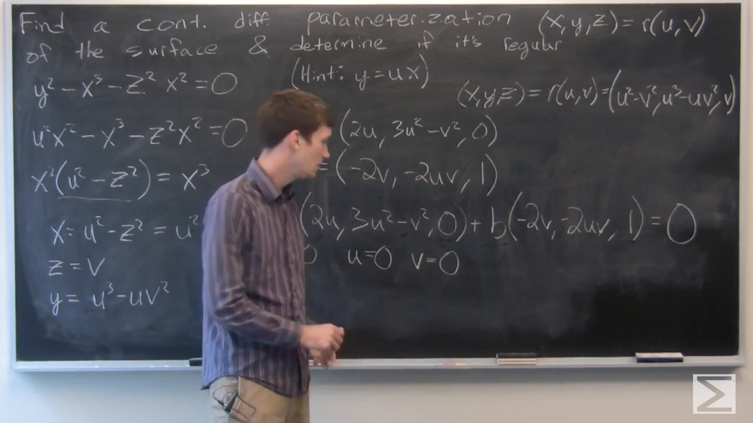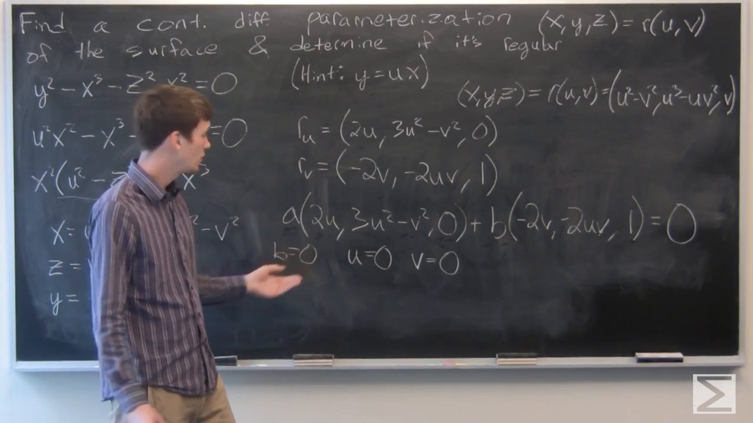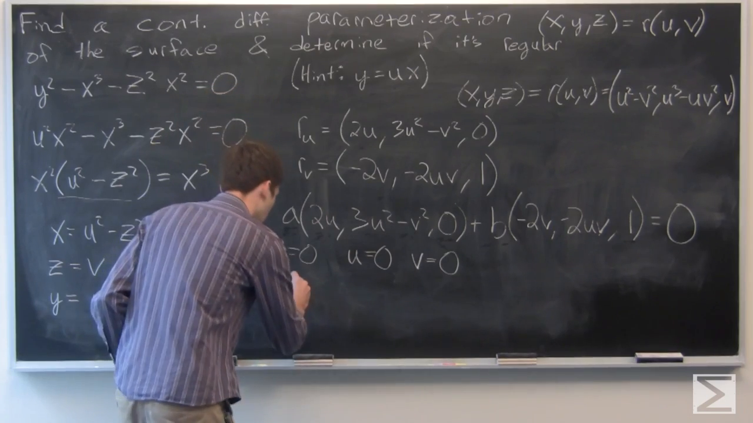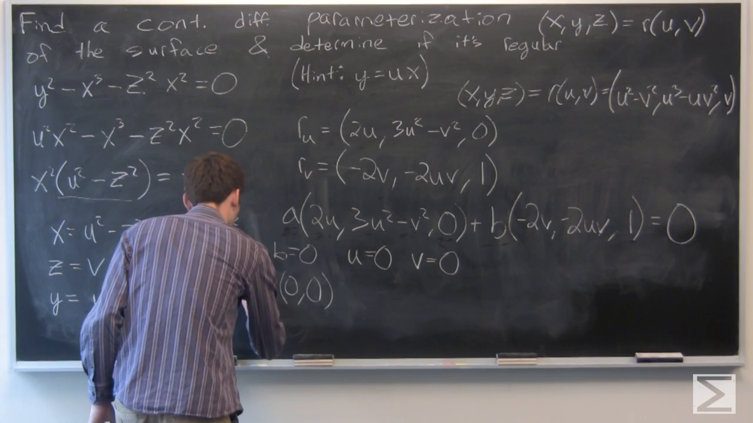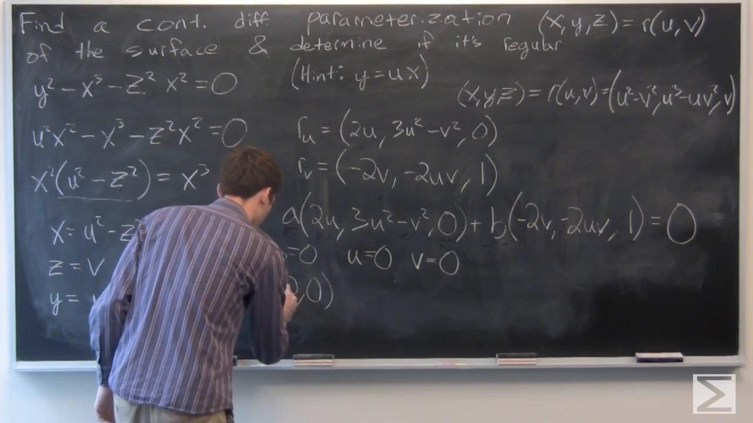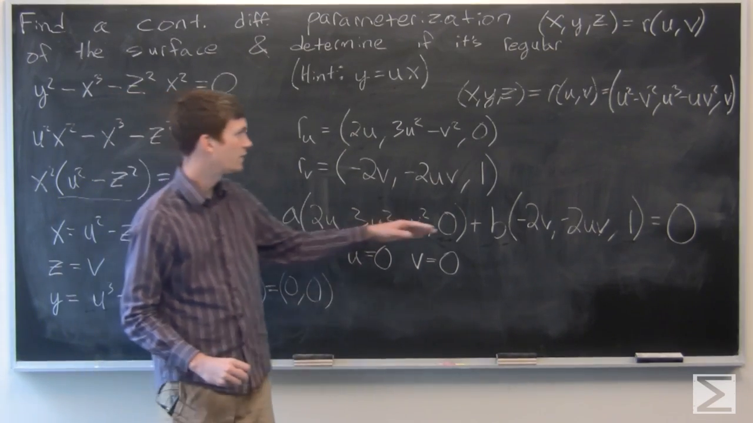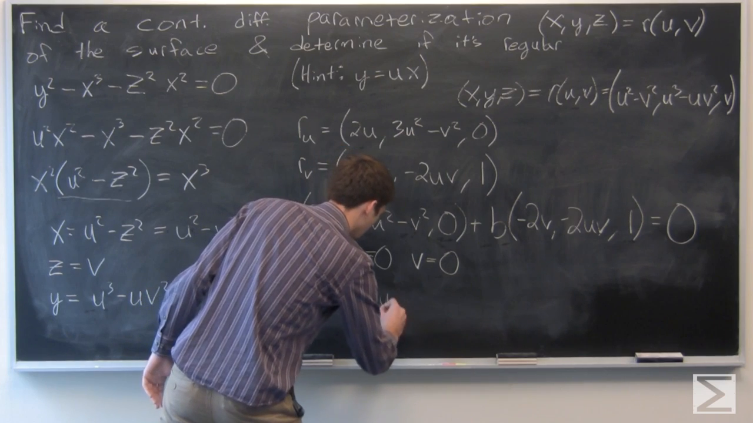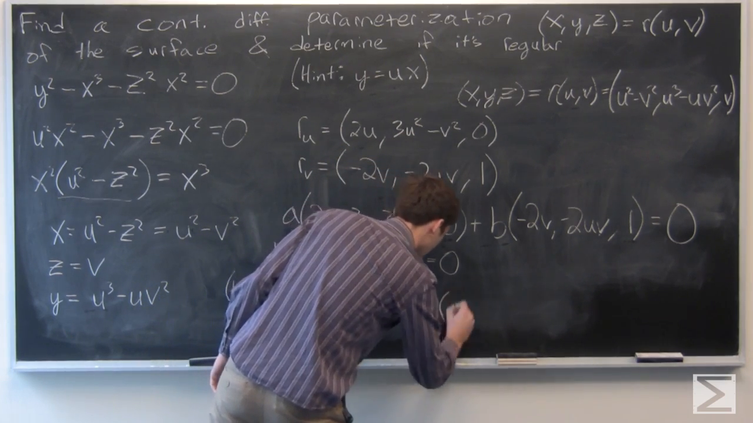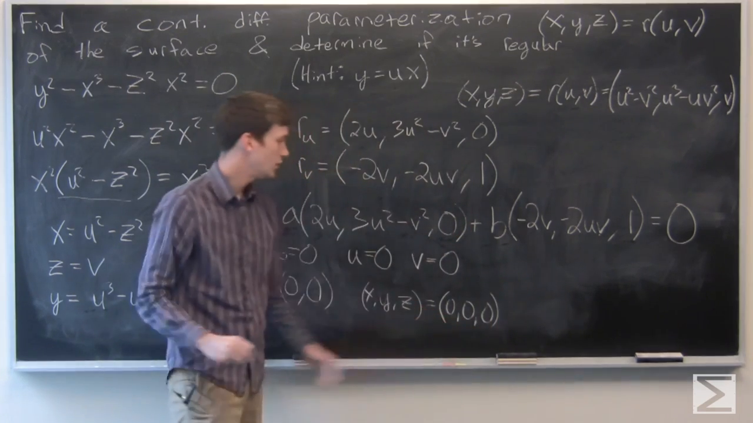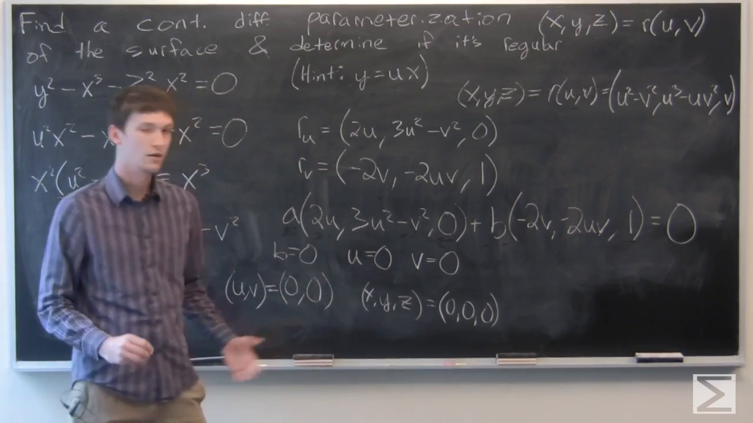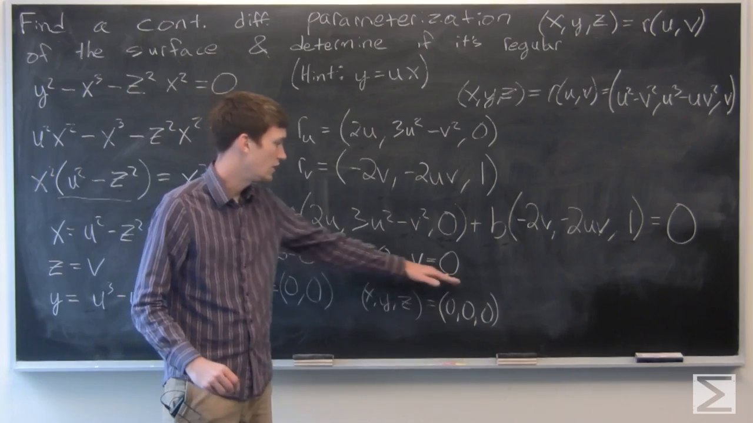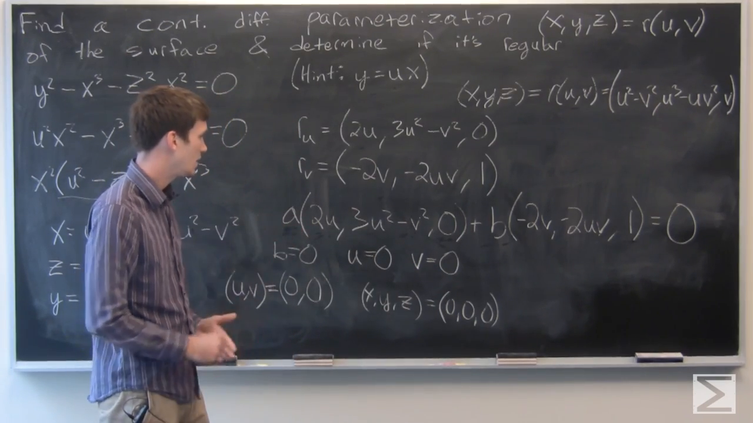So we found a u and v where a can be any value as long as b is 0, such that this equation is satisfied. So that means when u and v equal 0, 0, we have r of u, v is 0, 0, 0. So x, y, z is 0, 0, 0. So at this point, we do not have a local regular parameterization, because we can let a be any value and b be 0.